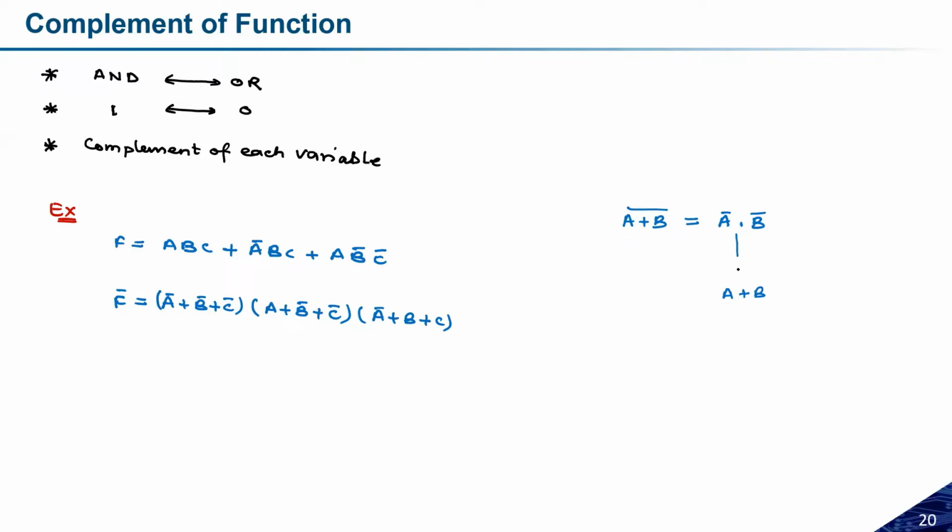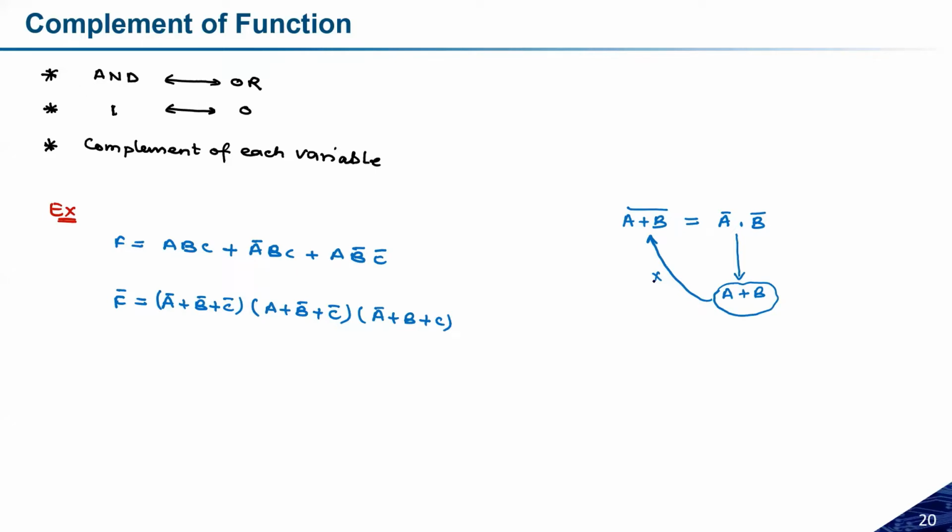If we try to find the complement of this function, let us assume a bar dot b bar, I will get a plus b. And if you see here, a plus b is not the same as this one. So De Morganization is not the same as the complement form. Both are different.